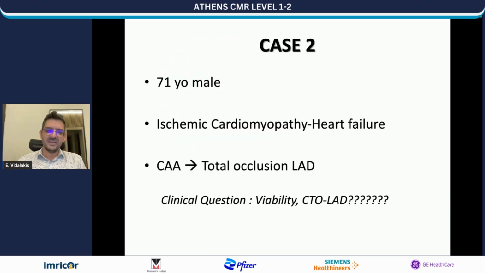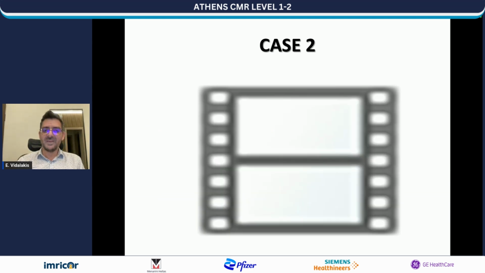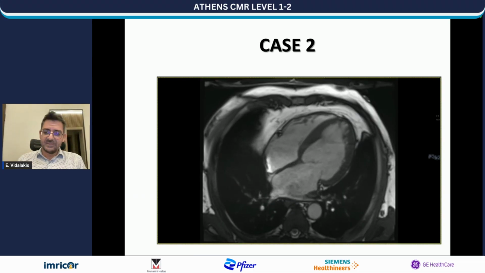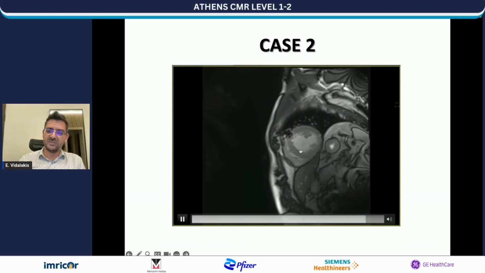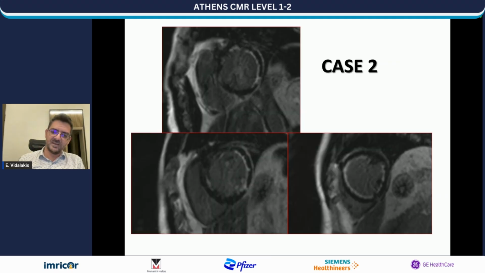The second case is a 71 years old male with ischemic cardiomyopathy and heart failure symptoms. The coronary angiography demonstrates a total occlusion of LAD, and the question here is also the viability. This is a cine image of the four-chamber view, and as you see, the left ventricle is dilated with hypokinetic segments and low ejection fraction. Here also is a short axis at the mid of the left ventricle. You see the hypokinesia. And this is the late gadolinium enhancement images.